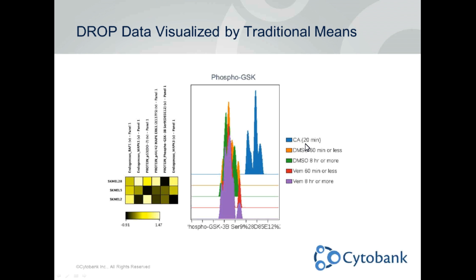Not to say that new is always better. You could always go and look at this other kind of data, whatever other kind of data you've put into drop, in our traditional cytometry display methods too. So normal heat maps or histogram overlays. All of the functions of Cytobank work on this drop data.